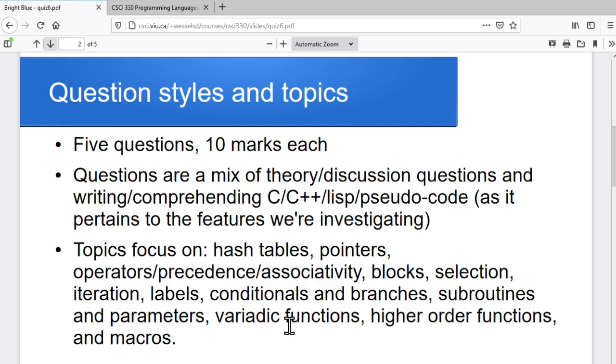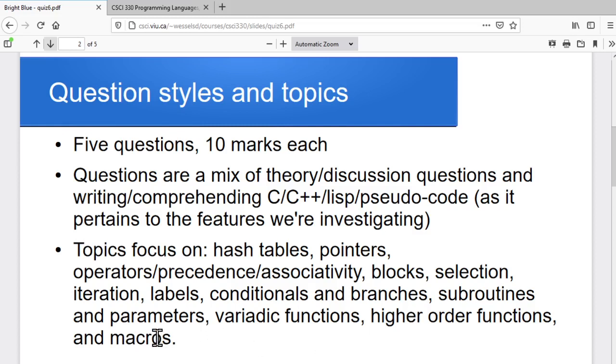or using the templated functions in C++, looking at higher order functions, again comparing the kind of approach you might take in something like Lisp to what you might do in C or C++ using function pointers, and then expanding that in C++ with the templated function pointers.